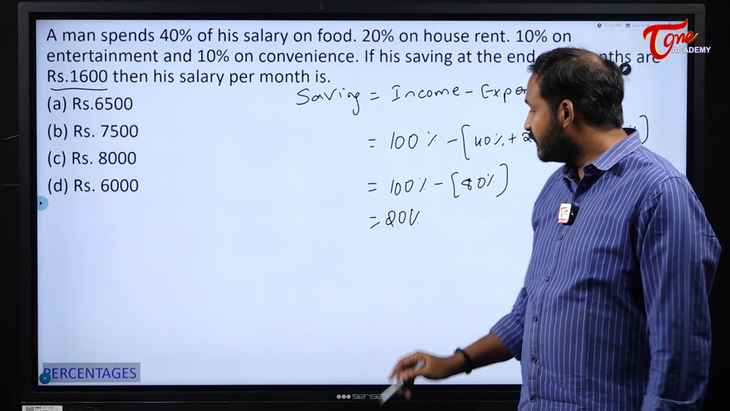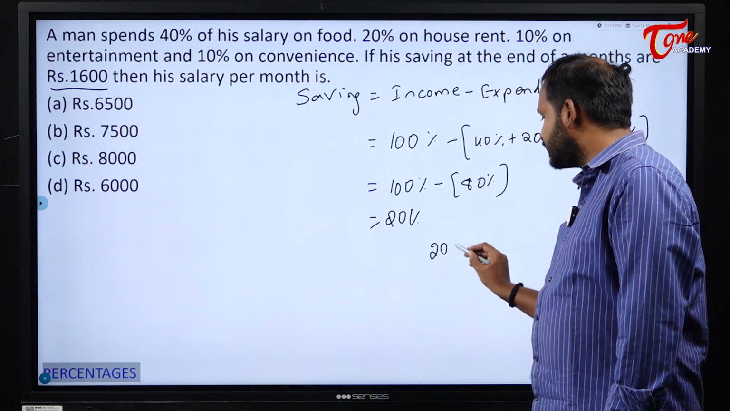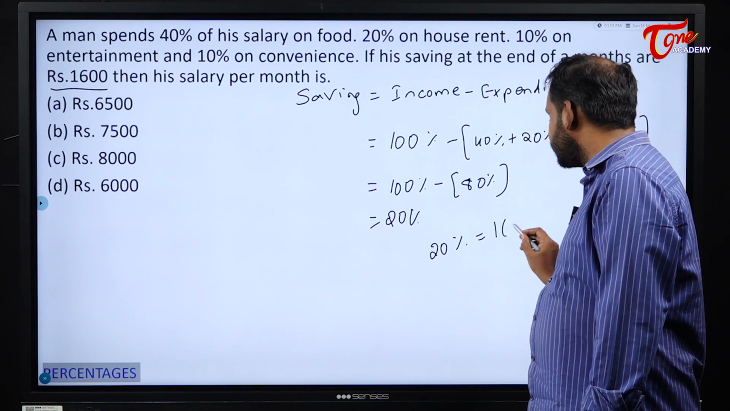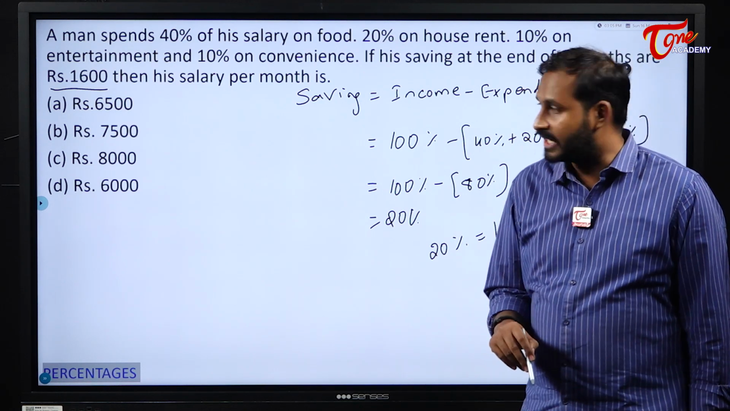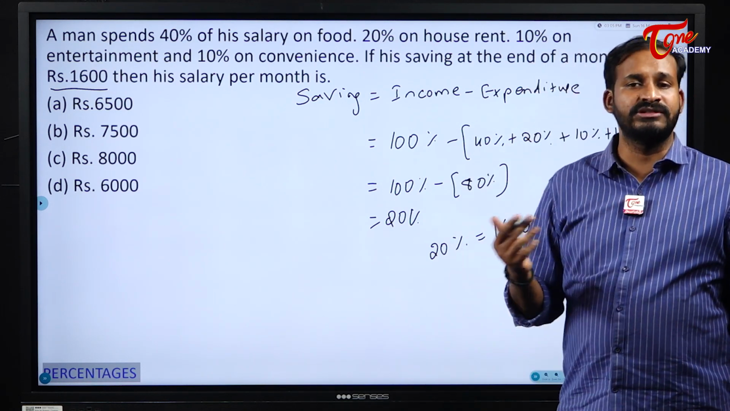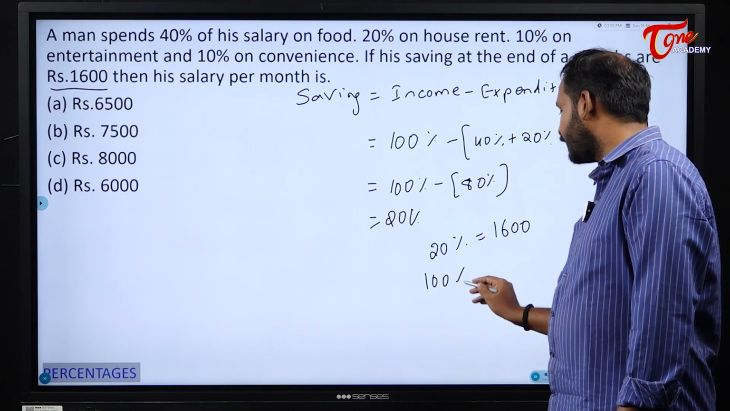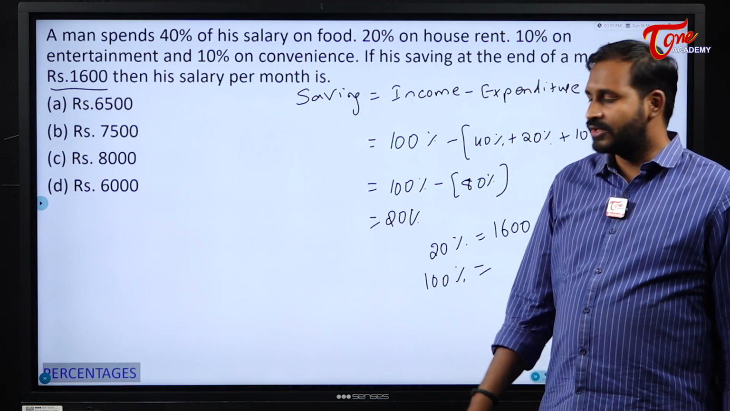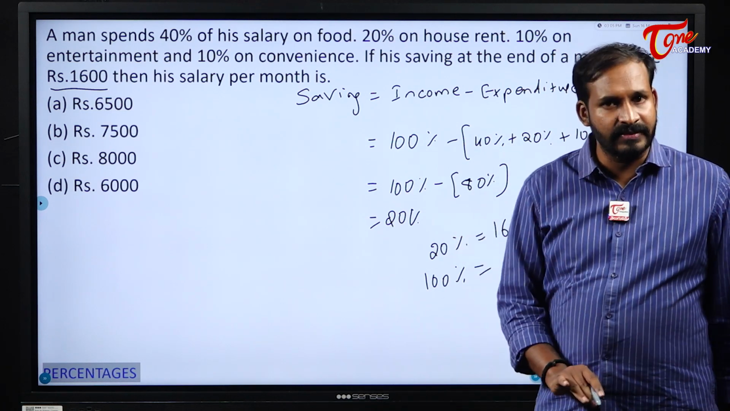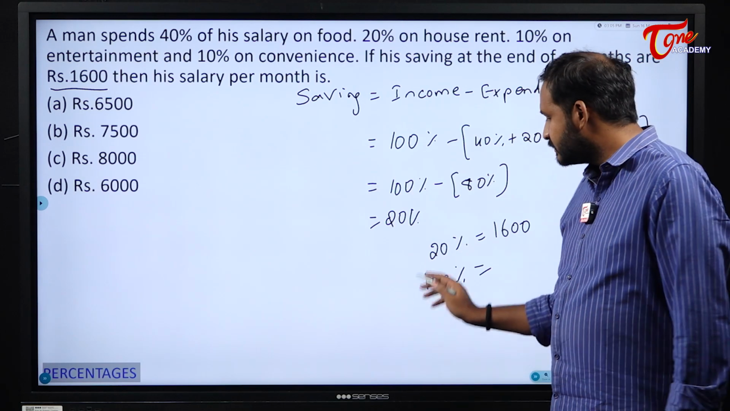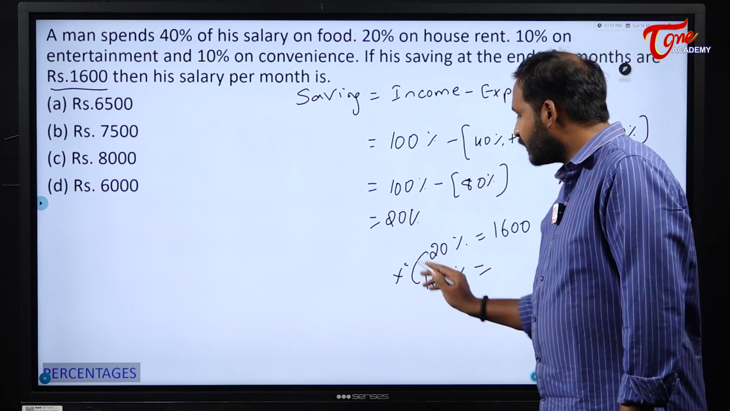1600. That means 20% is equal to what? 20% of his salary will be equal to 1600. They are asking us his actual salary or total salary, which will be equal to what? 100%. See here students, you can take it as x and cross multiply it. You will get the answer, or else into 5, right?